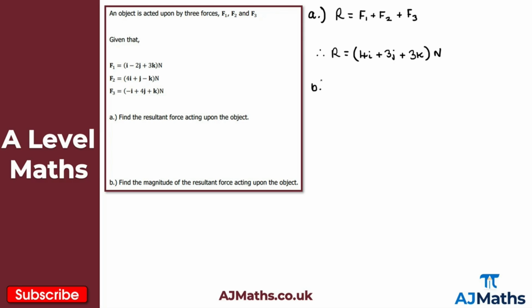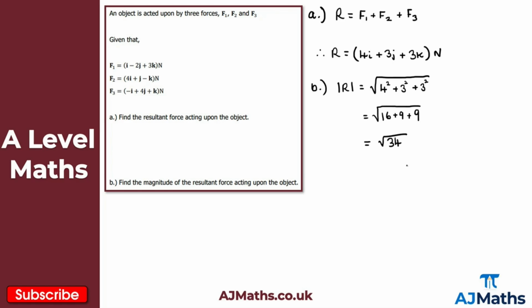Now for part B, it says find the magnitude of the resultant force acting upon the object. So we're looking for the magnitude of R here. Now remember, for the magnitude of the resultant force, we just need to apply Pythagoras. That's going to be the square root of 4 squared plus 3 squared plus 3 squared again. So what I'm going to get here is the square root of 16 plus 9 plus 9. Adding 16, 9 and 9 together, we're going to get the square root of 34.